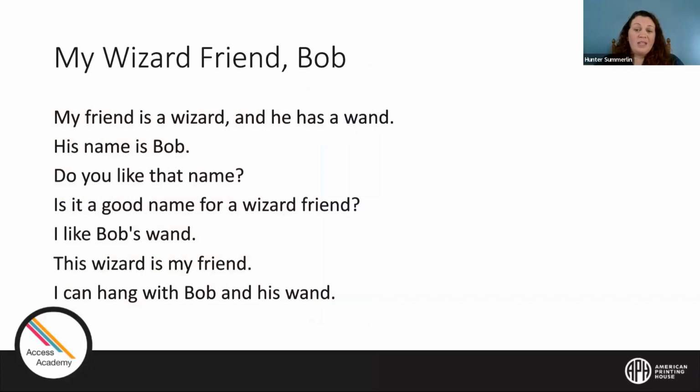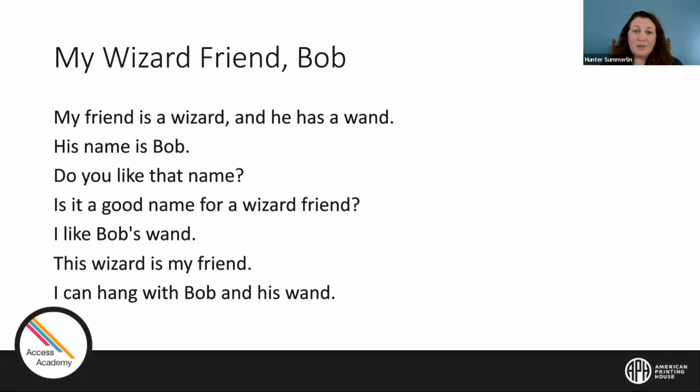So I changed the story to be my wizard friend, Bob. This is not in Building on Patterns. This is something that I wrote as a result of Drew's change in interest, so that I could illustrate this to you as an opportunity to modify the content as needed, perhaps for the needs of an older learner or when your students' interests change overnight. So my wizard friend, Bob, here's the story.